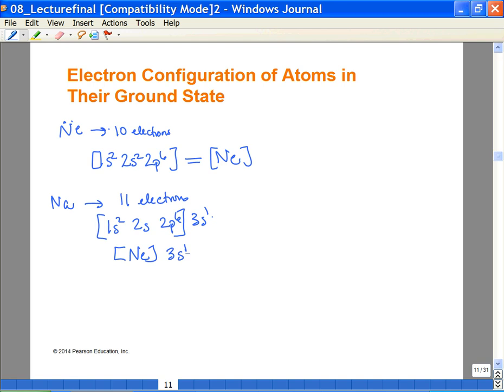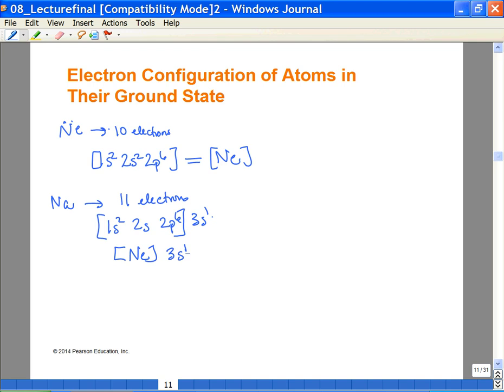Mm-hmm. Let's see, what is magnesium? Absolutely. For magnesium, it would be what? Say it. Neon in brackets? Absolutely. And you can do that all the way up till you get to chlorine and just add an electron each time. Then when you get to chlorine, your next noble gas is going to be argon.